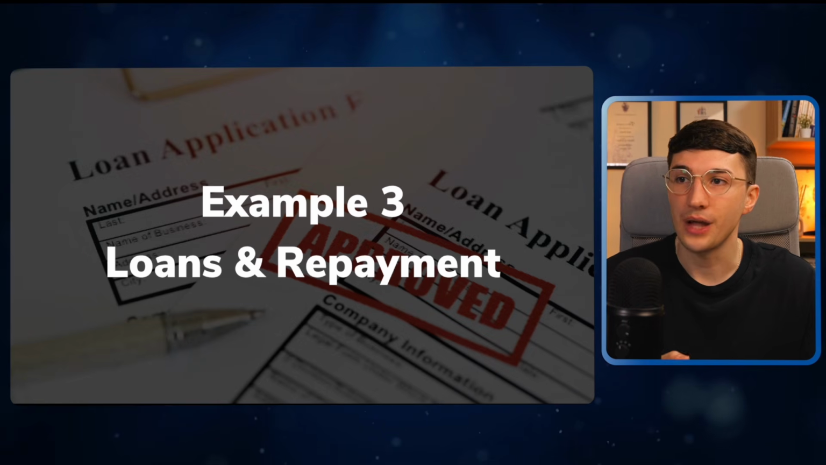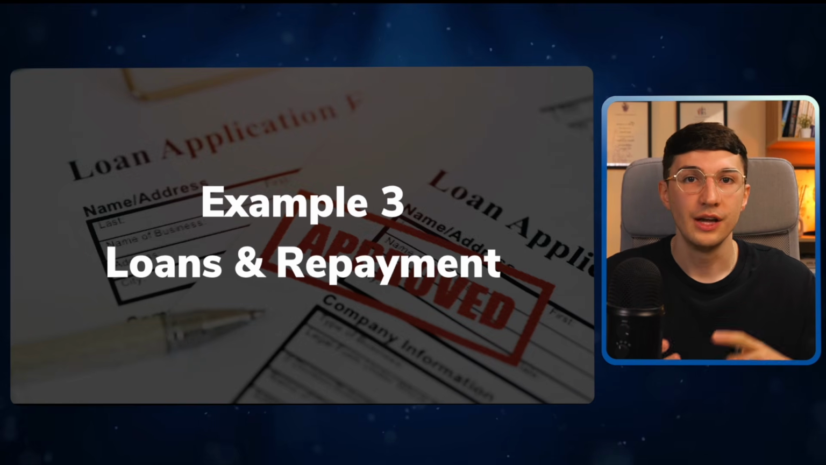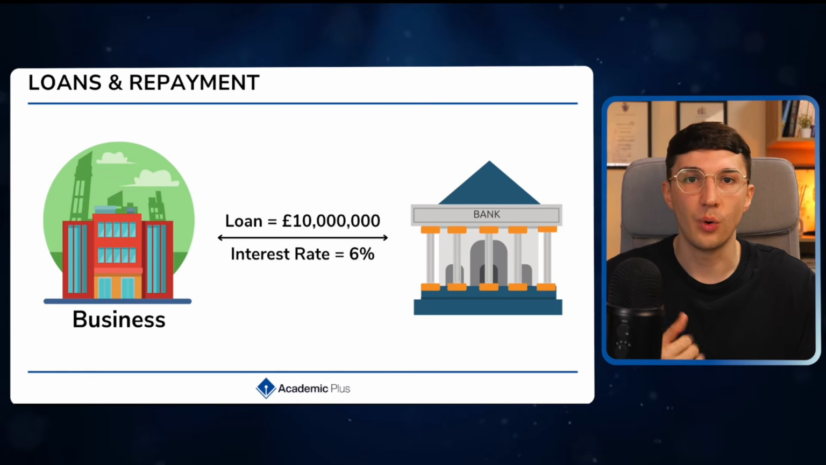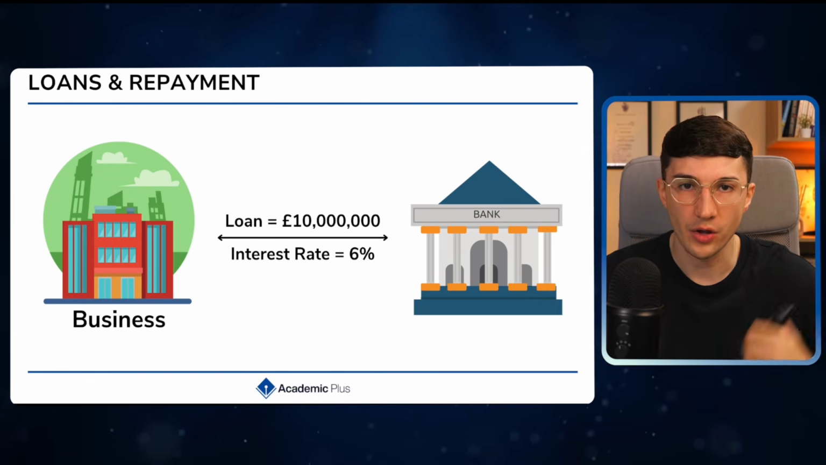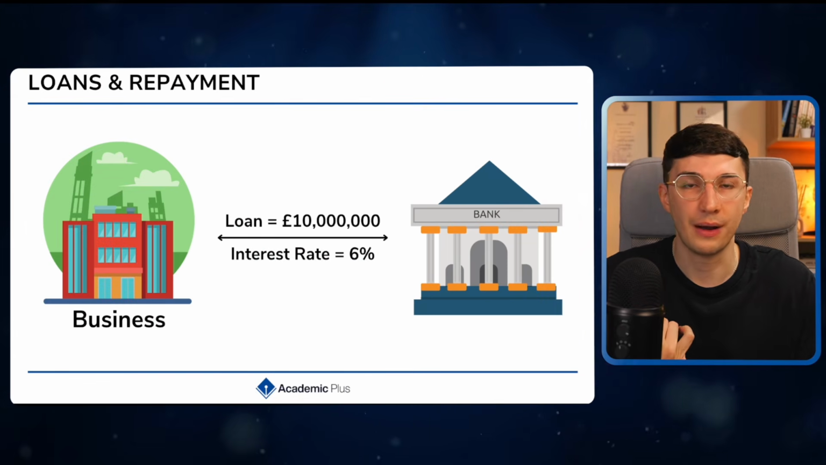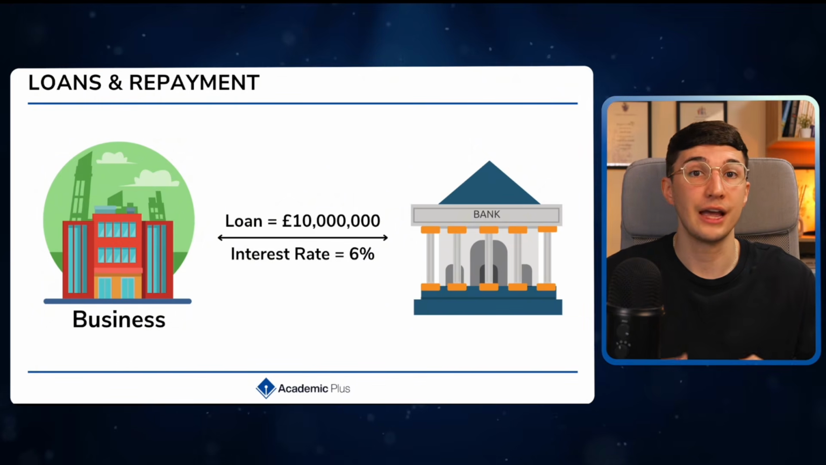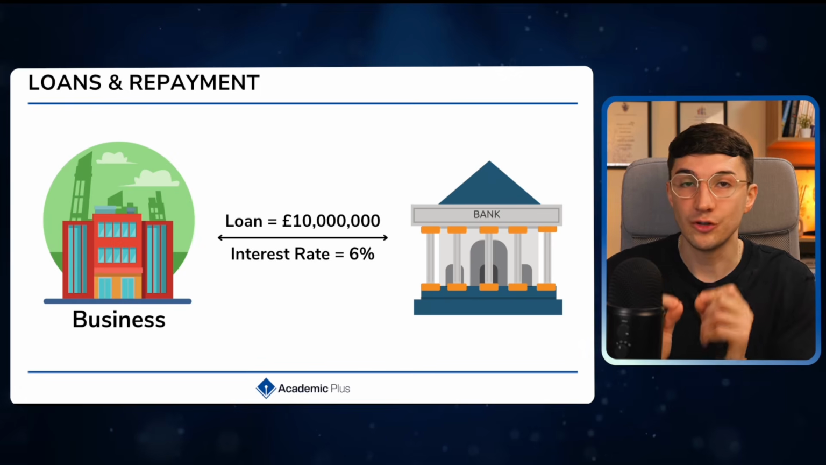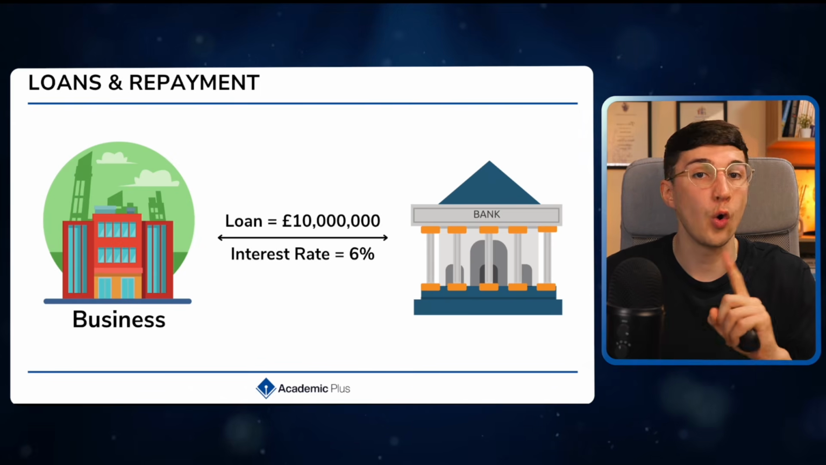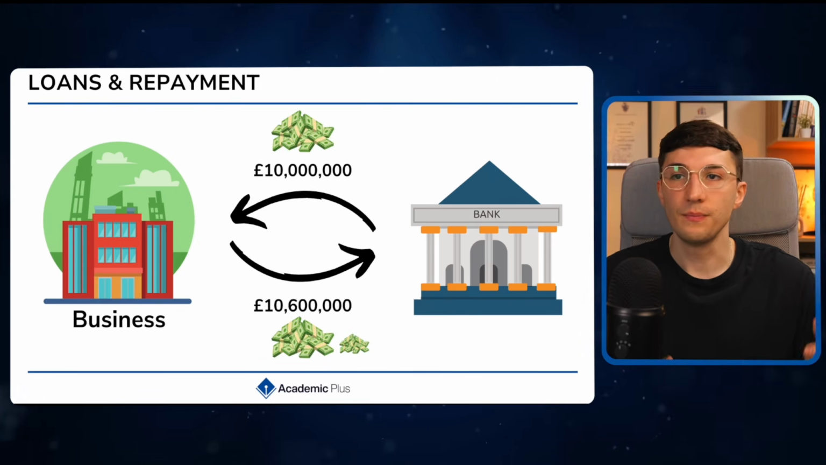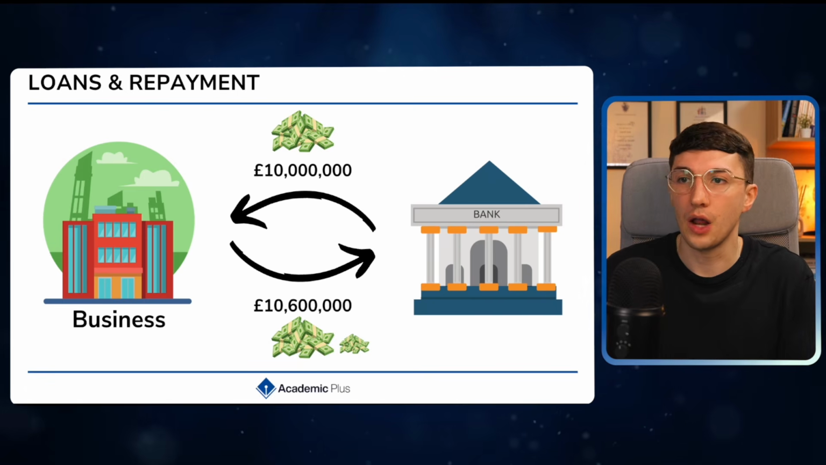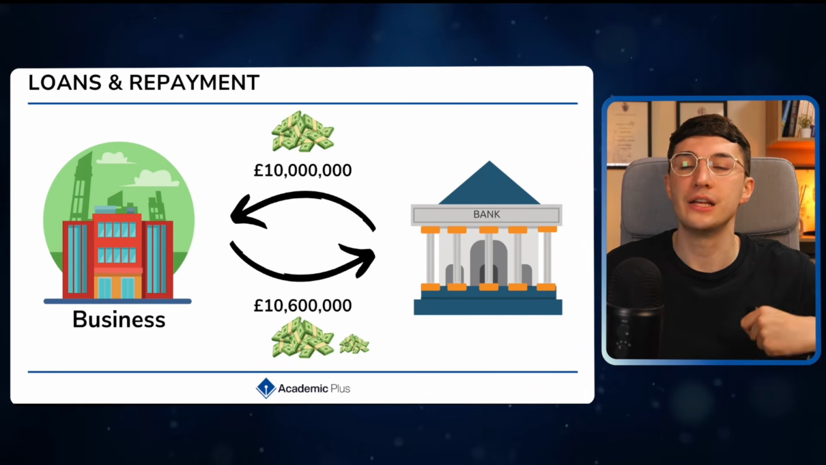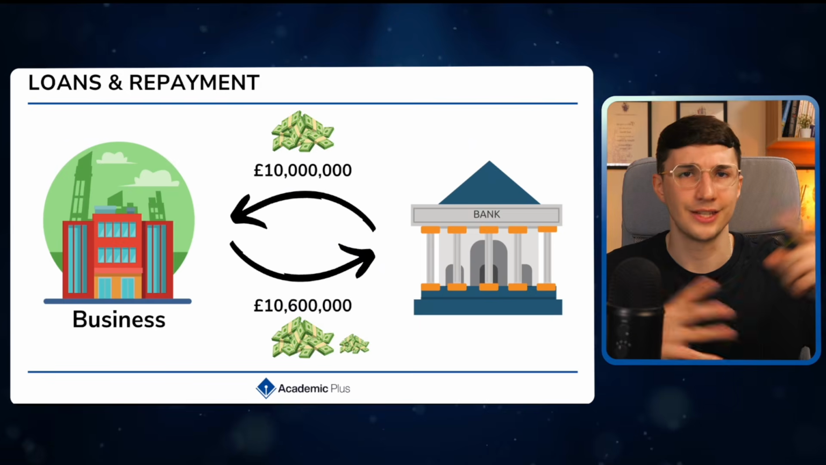Now, the next example we have is loans and repayment. Loans, remember, are a really important source of finance. So let's say I go to the bank, I've asked for a £10 million loan, and they've agreed to it, and they've said, right, we're going to charge you a 6% interest rate. Remember, interest rates are the cost of borrowing or the reward for saving. So I've received £10 million from the loan and I have to pay them £10,600,000 back. That's 6% on top.